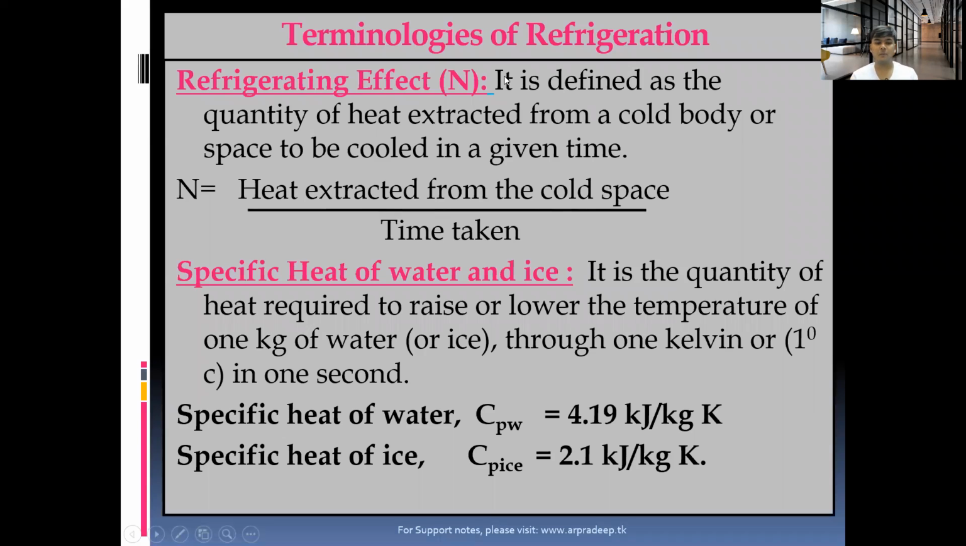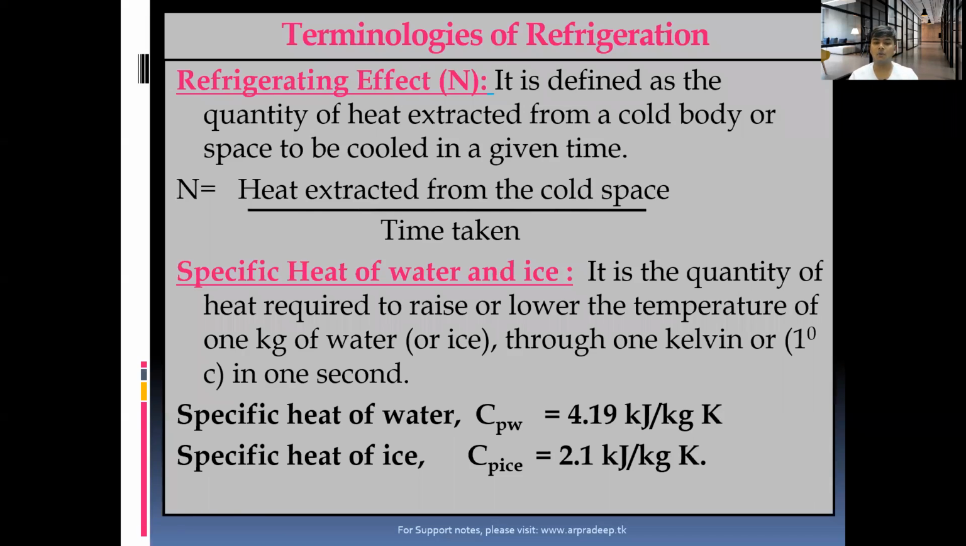Now let's speak about the refrigeration effect. The refrigeration effect is defined as the quantity of heat extracted from the cold body, or the cold space, per total time taken. How much time is taken to extract a particular amount of heat? That is called the refrigeration effect, and it is denoted by the letter N.